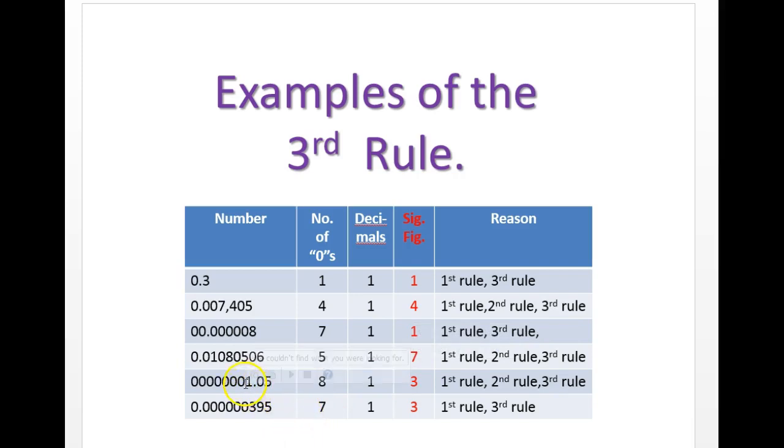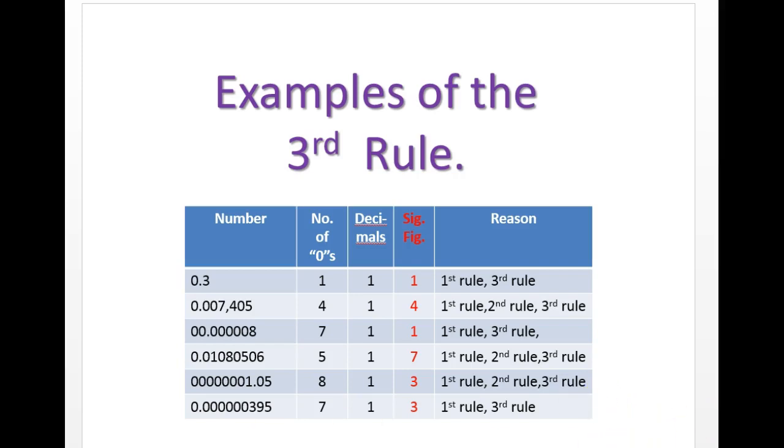When you look at that number, you can immediately tell that you could only count all these three. Okay, again, that one has all three rules. And the last number here, you do not need rule number two because there are no zeros in between. So it's 1, 2, 3 numbers. Therefore, the significant figure is 3.